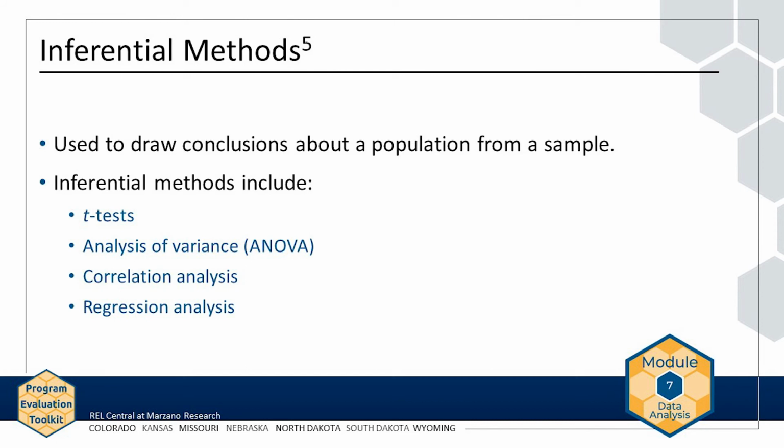Now let's discuss inferential methods, which are used to draw conclusions about a population from a sample. You may already be familiar with some inferential methods. For instance, t-tests can be used to determine whether the means of 2 groups in a population are likely to be different. Analysis of variance, or ANOVA, can be used to test for population differences in 3 or more groups.